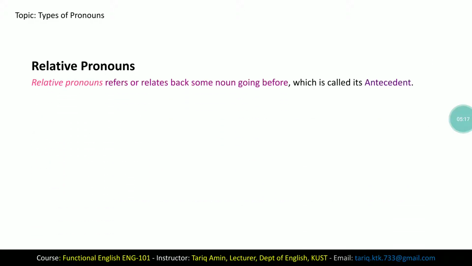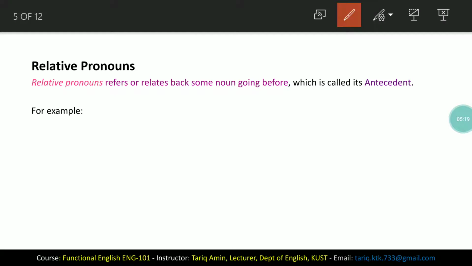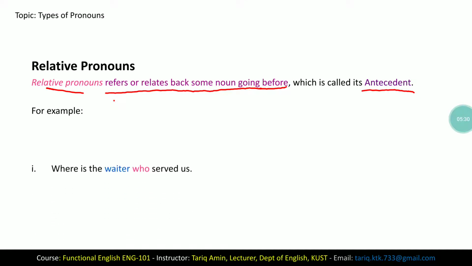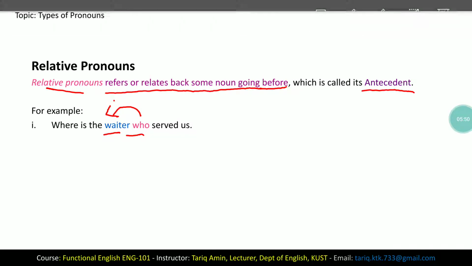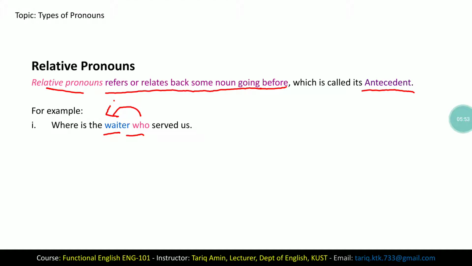Now, what are relative pronouns? Relative pronouns refer or relate back to some noun going before, which is called its antecedent. Like, where is the waiter who served us? In this example, waiter is a noun and it is the antecedent of the pronoun who. And who is a relative pronoun because it refers or relates back to the noun that goes before it, which is waiter. Waiter is the antecedent of the relative pronoun who.